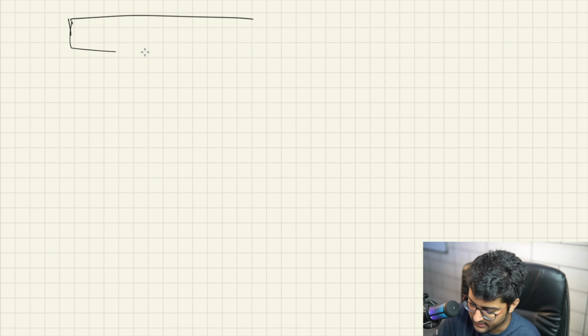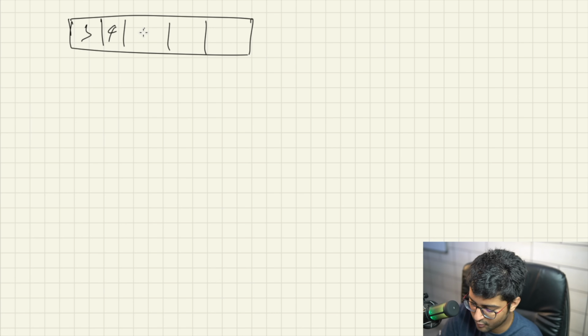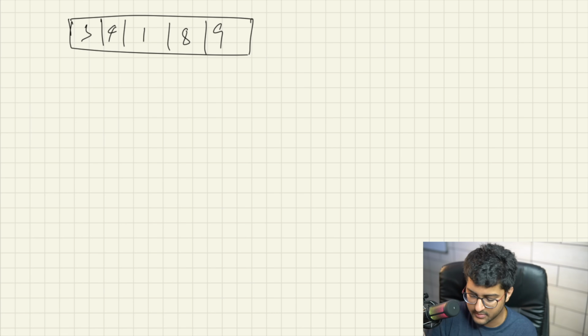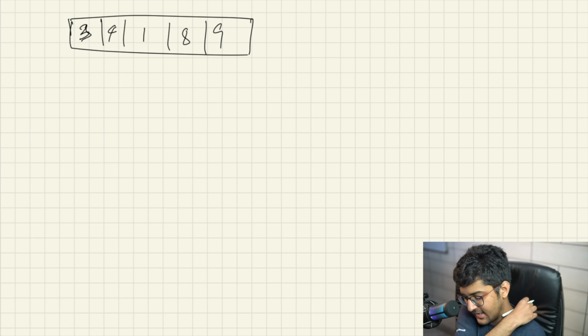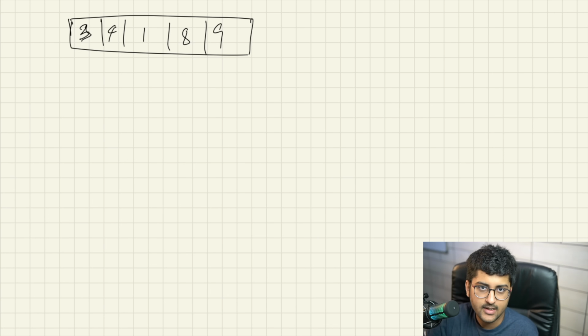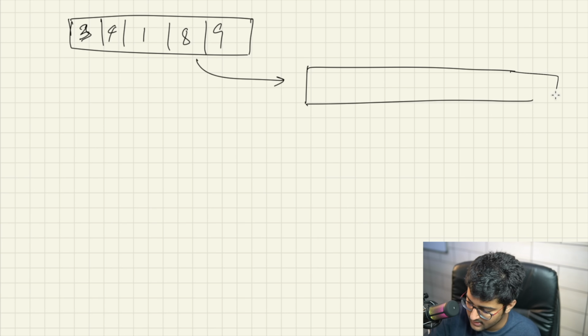something like this. For example, you have an array that contains 5 items, 3, 4, 1, 8, 9 or something like that. You want to insert a 6th item. In ArrayList, what happens? You will double it, or whatever the internal implementation may be. So let's say it's doubling it. It will copy all of these.